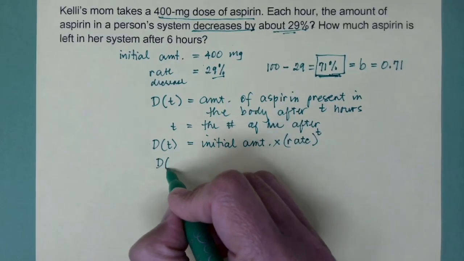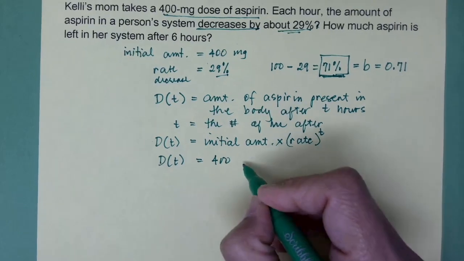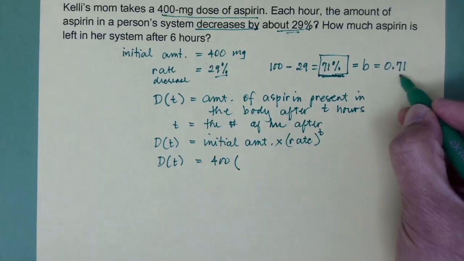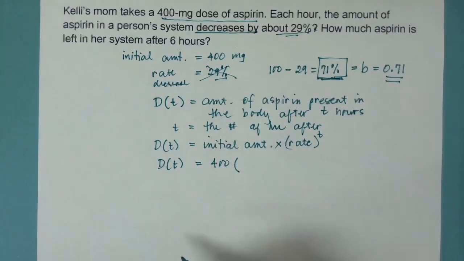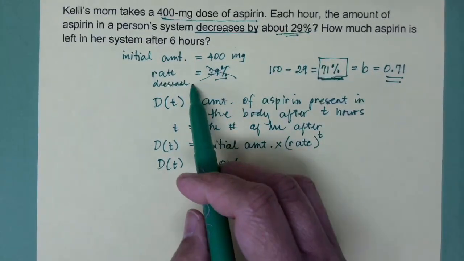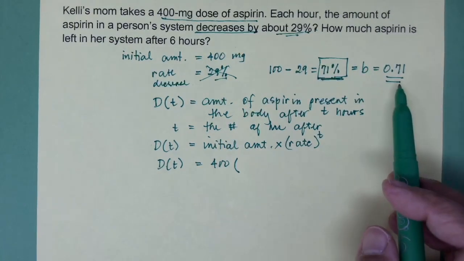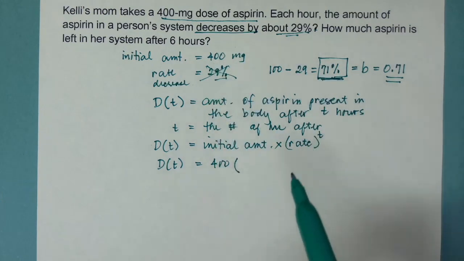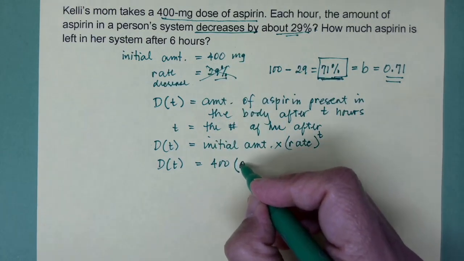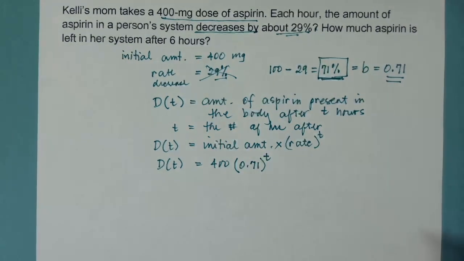Okay, so we have D of t. The initial amount is 400 milligrams multiplied by the rate, which is this 71 hundredths, not the 29 hundredths, because that's the rate of decrease. What we need is the percent, or the amount, of the original amount that is present in the body. So that's going to be 71 hundredths raised to the power t.